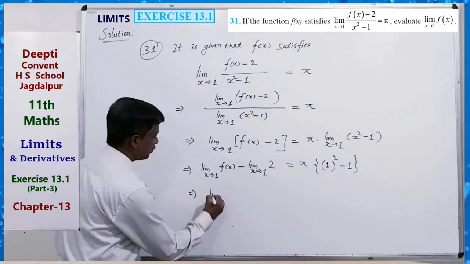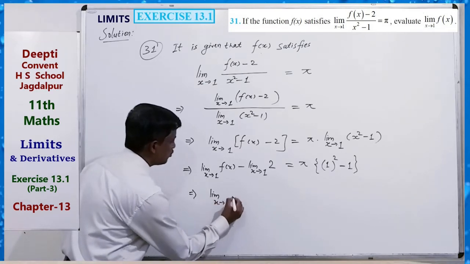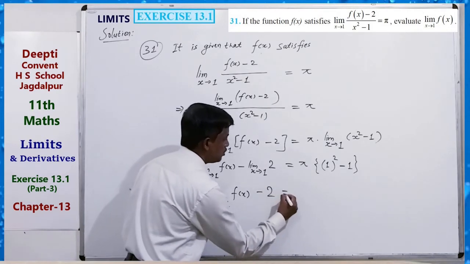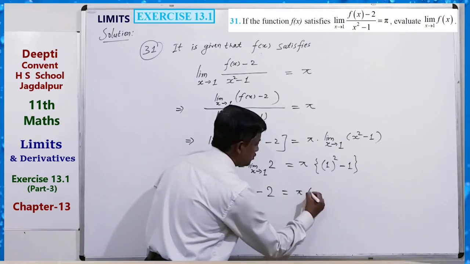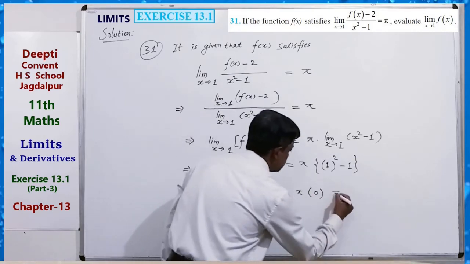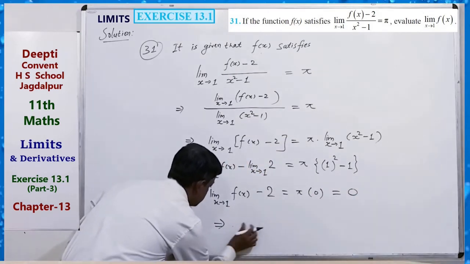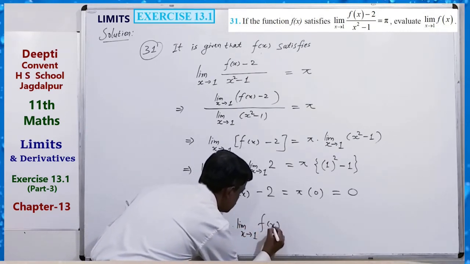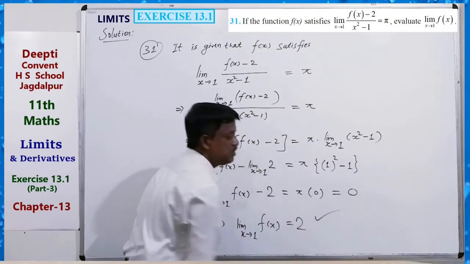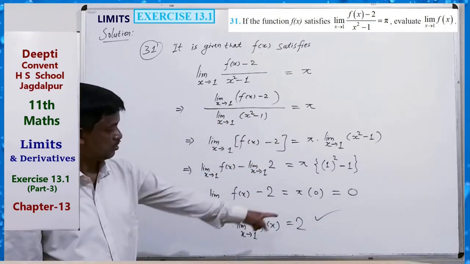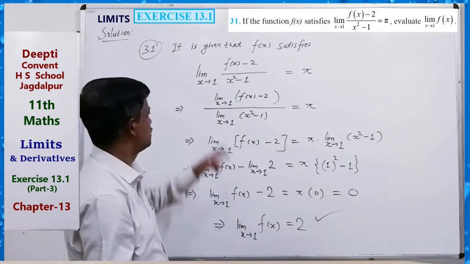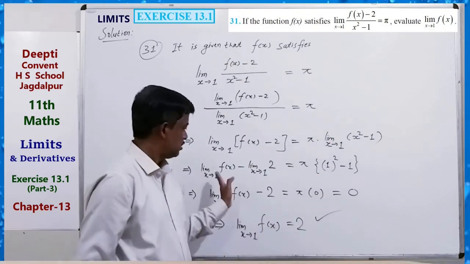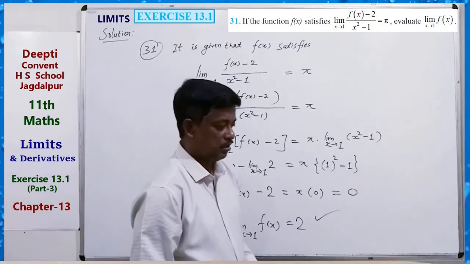So here limit x tending to 1 f(x) minus a constant. So the limit of 2 equals pi into 0, so this is equal to 0. Thus we get limit x tending to 1 f(x) equals, transferring to the right hand side, 2 is the limit. Limit x tending to 1 f(x) equals 2. So simple process. Just distribute the limit in the denominator, then transfer to the right hand side. Just do the distribution of the limit and you can get the final value.